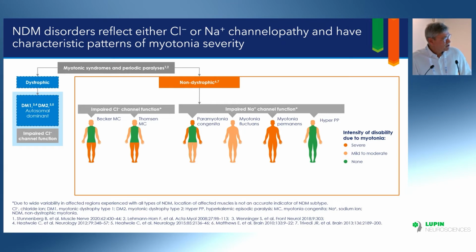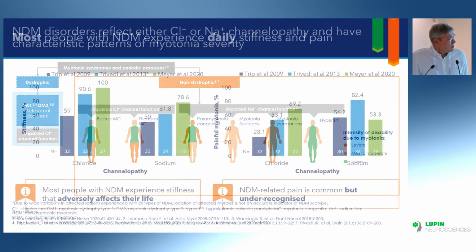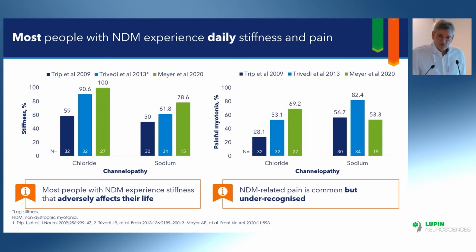And then we have patients with hyperkalemic periodic paralysis. These patients do not all have myotonia. I don't know exactly what the frequency is, but I think in our cohort of patients, it's maybe 10-20% of the patients that have significant myotonia. So this is quite a bothersome condition. So patients, and this is from 3 different works looking at the burden of having these conditions, either chloride or sodium channelopathy.